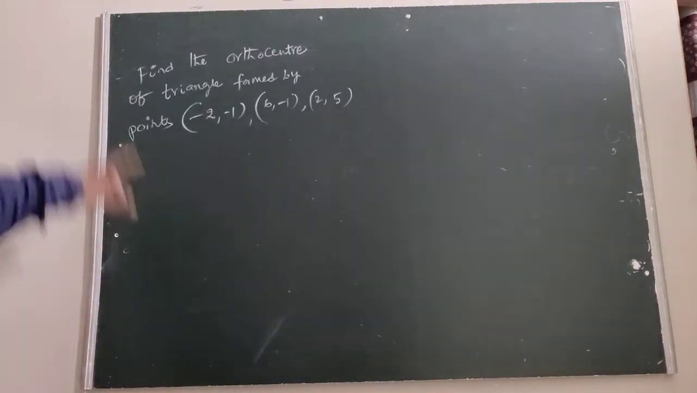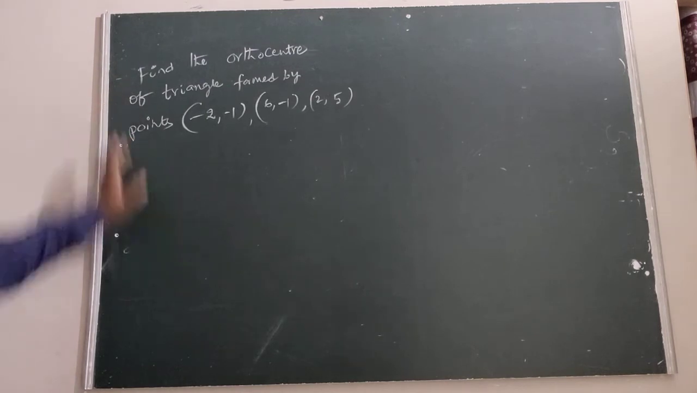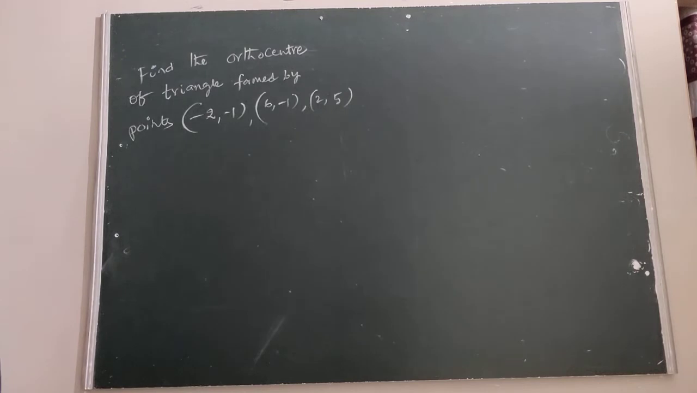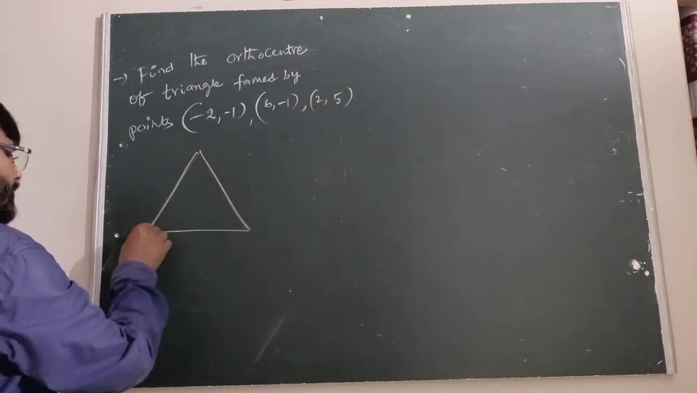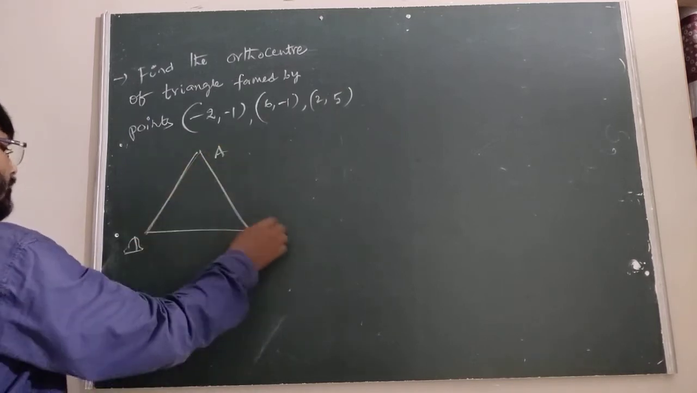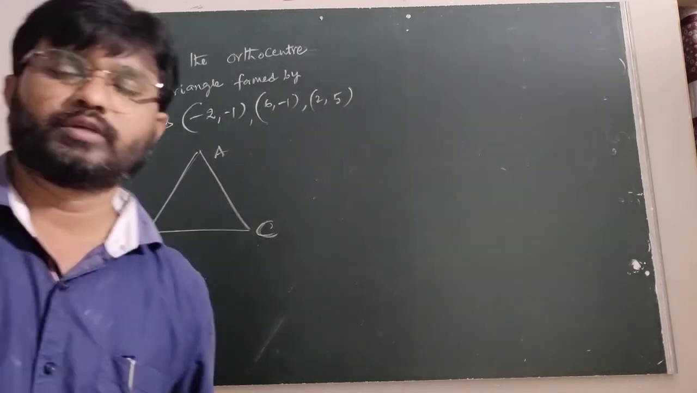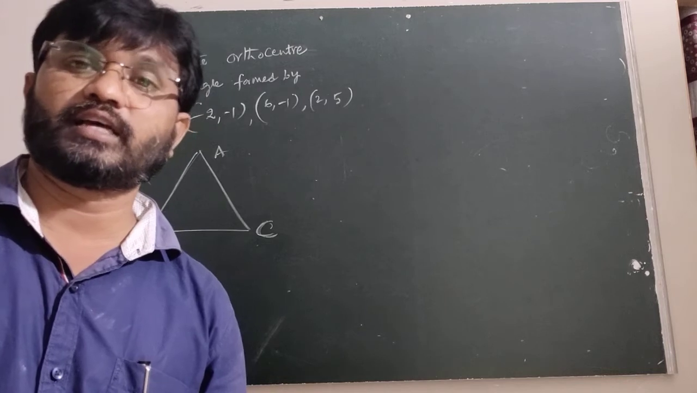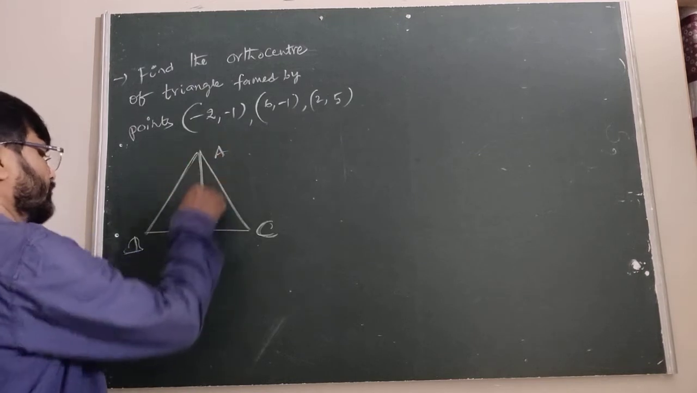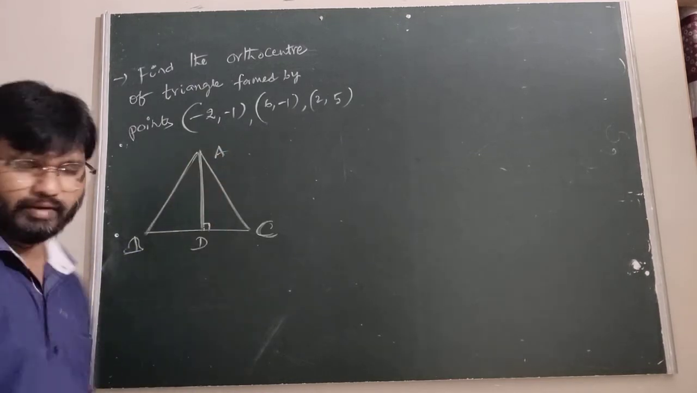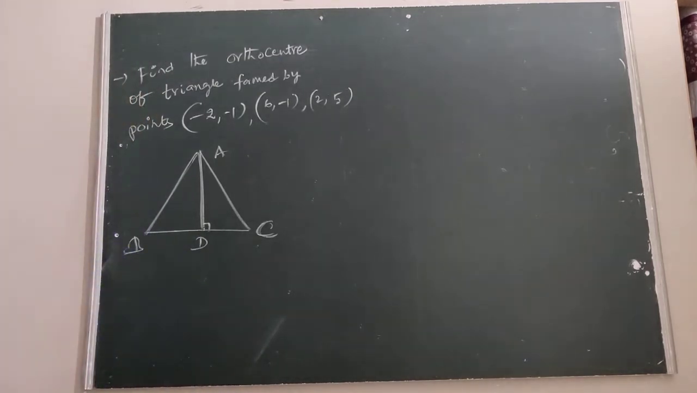Now let us start. Find the orthocenter of the triangle formed by the points (-2, -1), (6, -1), (2, 5). So here it is the point of intersection of the altitudes. Orthocenter is the point of concurrence of the altitudes. So we have to find any two altitudes. This is the altitude AD. Its point of intersection is the orthocenter.